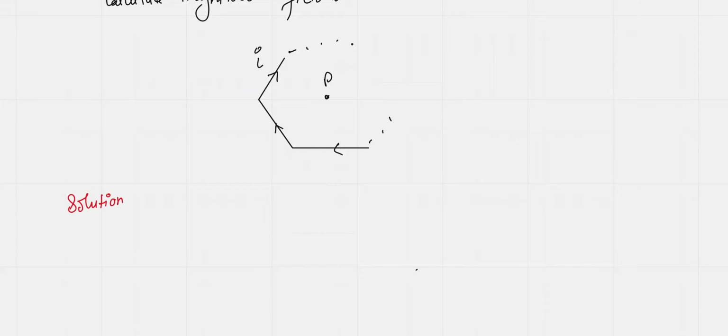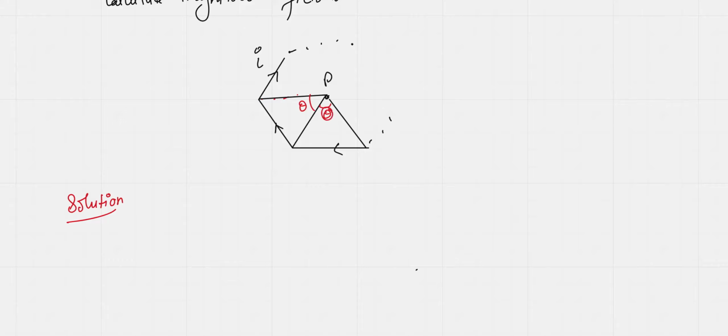So if you see carefully, what I can do is look at the angle subtended by each of the sides. I can say this is theta, right? Each of the sides will have the same angle because of the symmetry. Can I say that? Yes, sir.